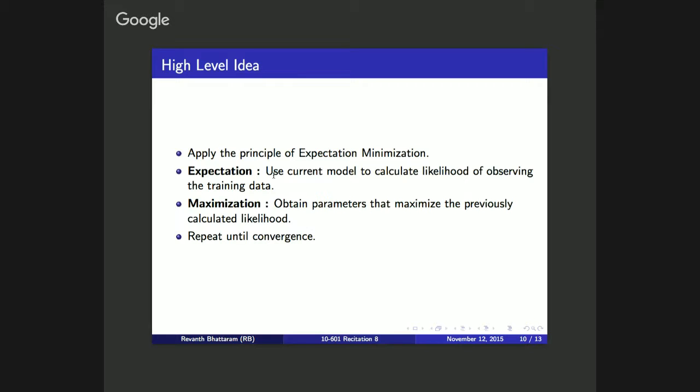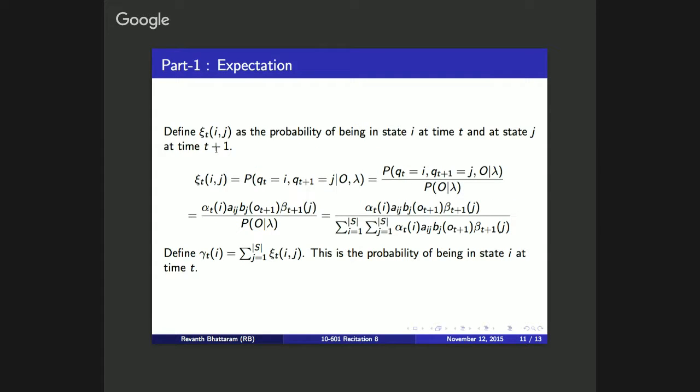Given these observation sequences, we compute the probability of observing this observation sequence. We do that in the E step, and in the M step, we recompute our parameters using the calculations that we perform in the expectation step. We define a couple of terms in the expectation step, which will probably be clear. We do this until convergence.